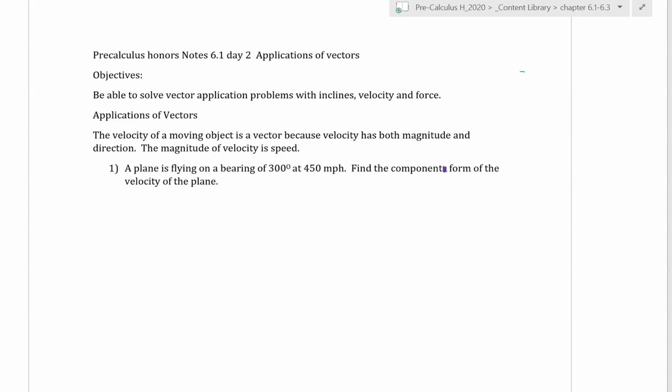Hi, Pre-Calculus Honors. So these are Note 6.1, Day 2, Applications of Vectors. Go ahead and read through the objectives for today's lesson.